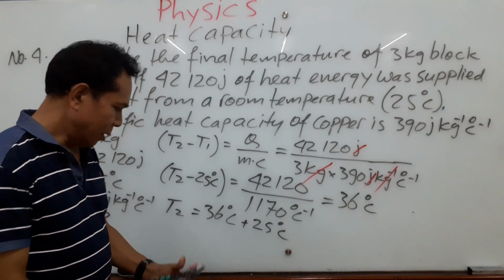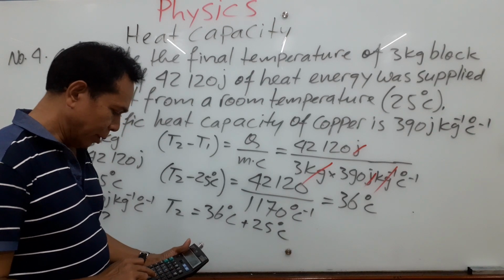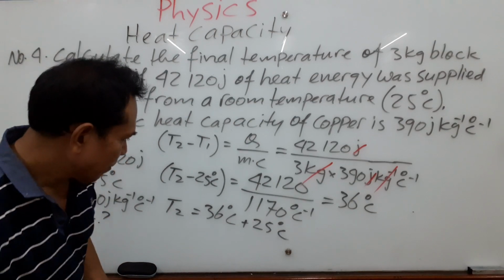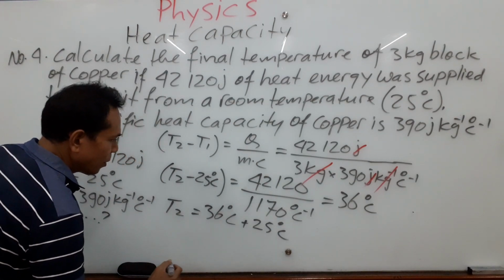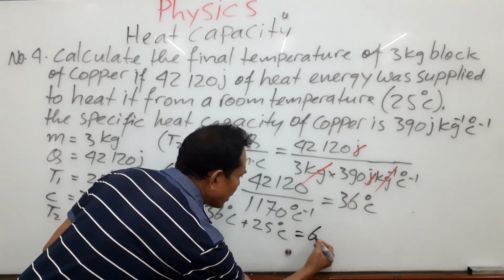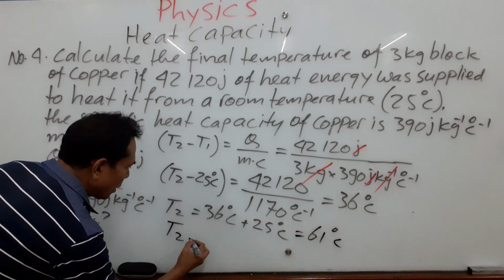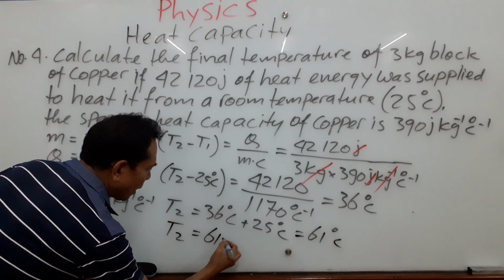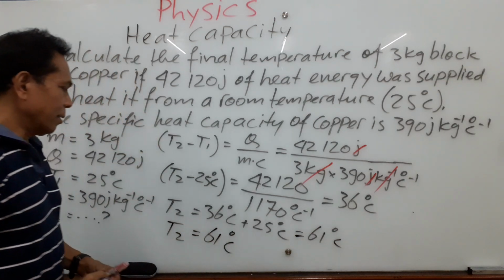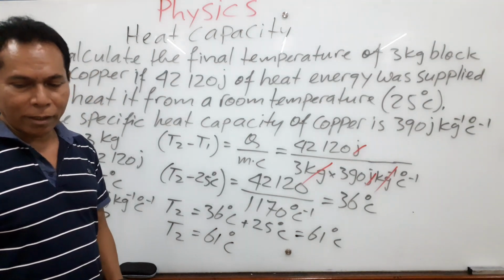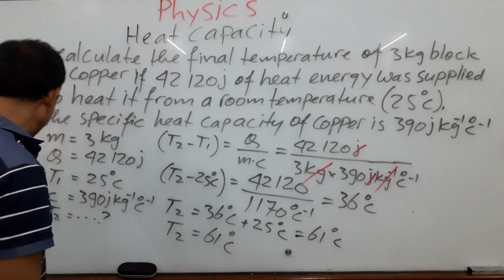So it becomes 36 plus 25, 61, is it? Yeah. So this is 61 degrees Celsius. So T2 equals 61 degrees Celsius. Okay, so the final temperature is 61 degrees Celsius. All right, friends, we have done it.